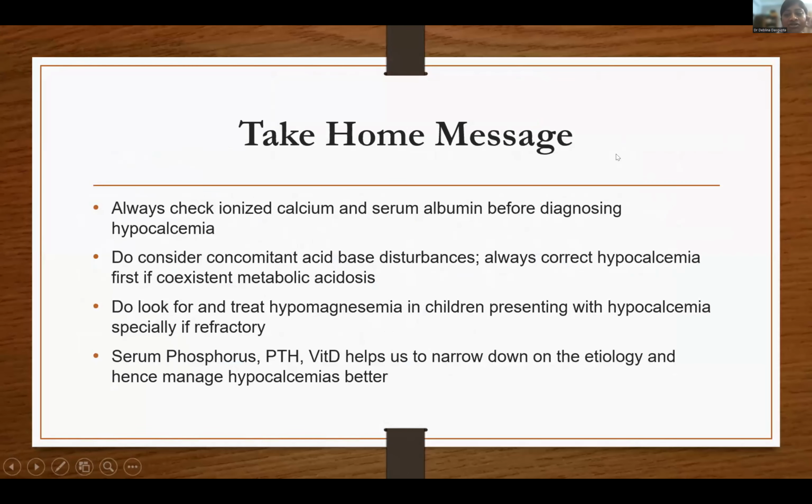So the take home message: before diagnosing hypocalcemia or hypercalcemia, always check the ionized calcium and the serum albumin. Do consider concomitant acid-base disturbances when you get hypocalcemia. If there is a concomitant metabolic acidosis present, always correct hypocalcemia first before correcting metabolic acidosis, even if you're tempted to do so, because that can result in precipitation of tetany.